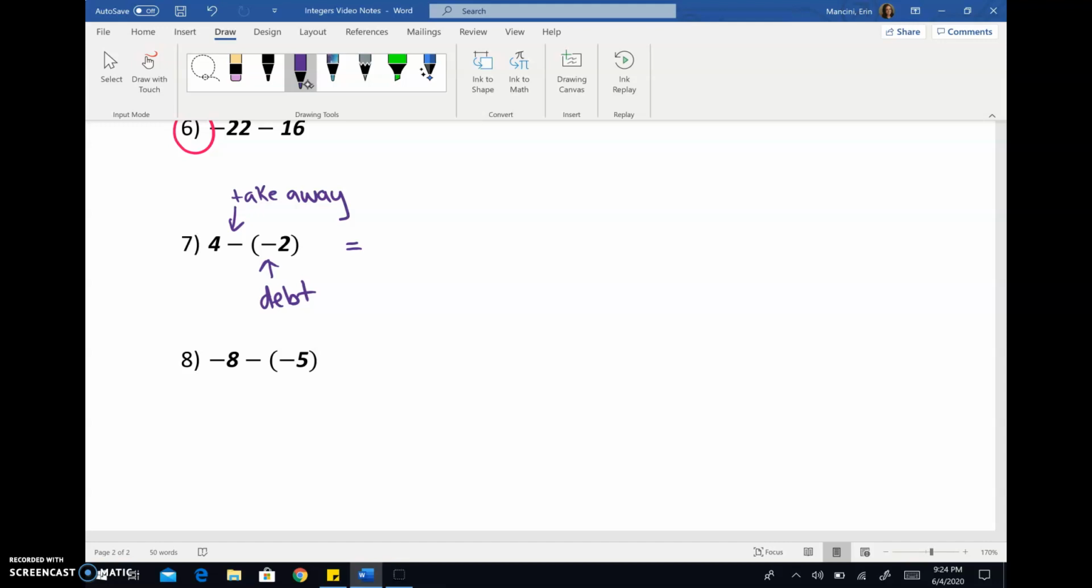And if somebody takes away your debt, it turns into a positive, right? So if I take away the $2 of debt, it then becomes a positive thing, which is the same as 4 plus 2. So 4 minus -2 is the same as 4 plus 2. -8 minus -5 is the same as -8, take away the negative, it's now plus 5. So anytime you see subtract a negative, it's actually adding, like so.